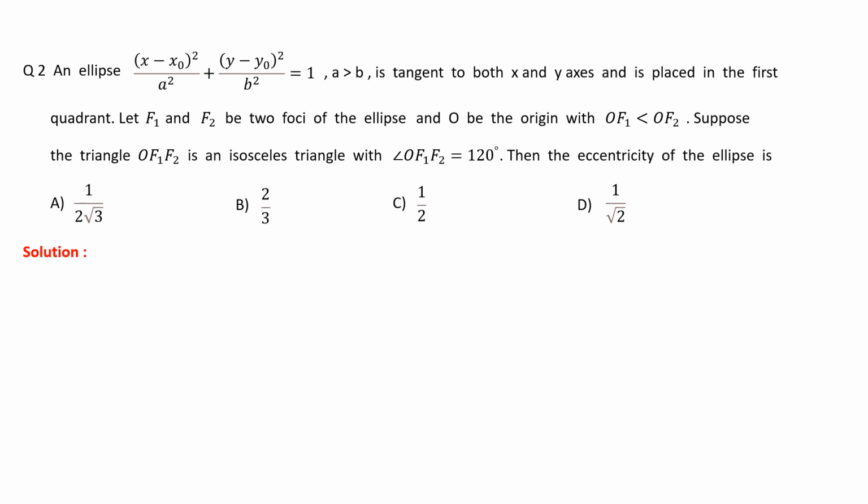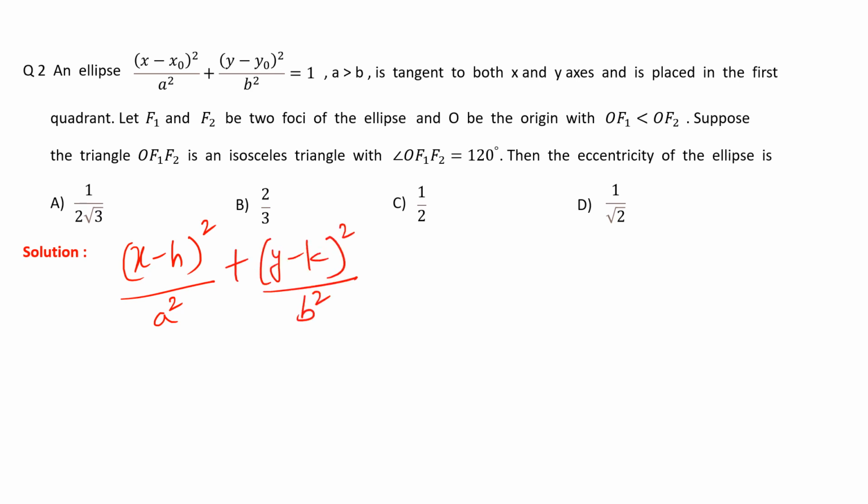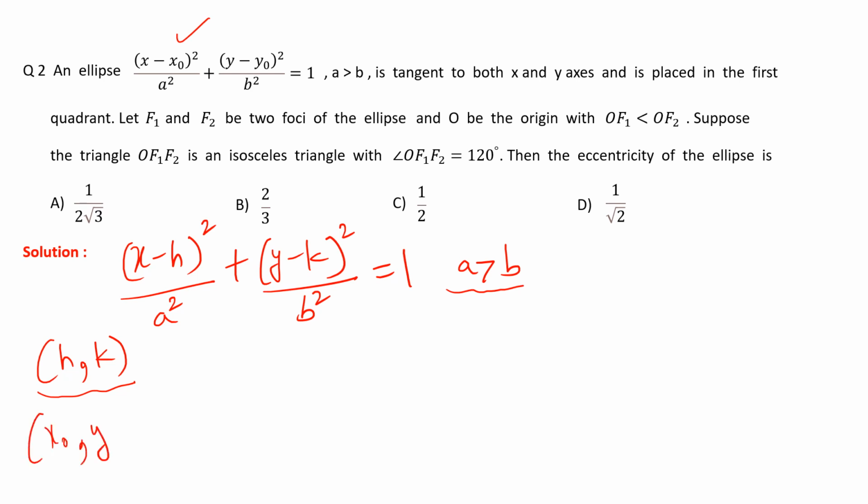Now students, if you are familiar with the concept of shifting of origin, then you must be knowing that any equation of this form, that is (x minus h) whole square divided by a square plus (y minus k) whole square divided by b square equal to 1, represents a horizontal ellipse if a is greater than b with the center h comma k. That means the center of such an ellipse is going to be h comma k. So according to the given equation, the center of this ellipse is going to be x naught comma y naught, right?